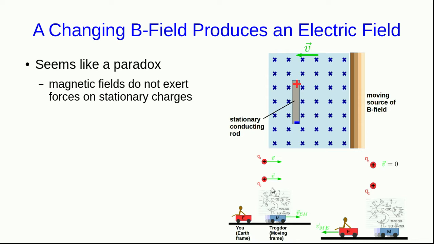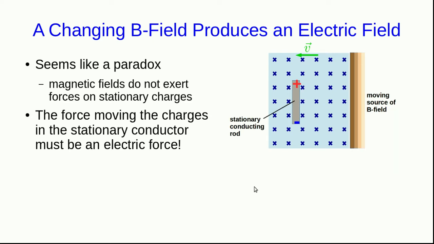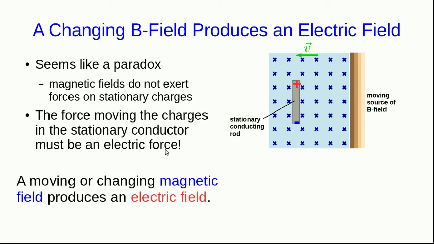And so what appears to be an effect of magnetic forces to one observer can be an effect of electric forces to another observer. And so in your frame, where that stationary conducting rod feels no magnetic forces, you must interpret the fact that the charges in it feel forces as an outcome of electric forces. In other words, you see a result of an electric field. And so we need to conclude that a moving or changing magnetic field produces an electric field.